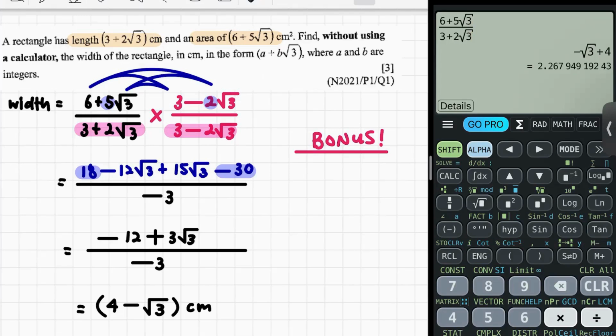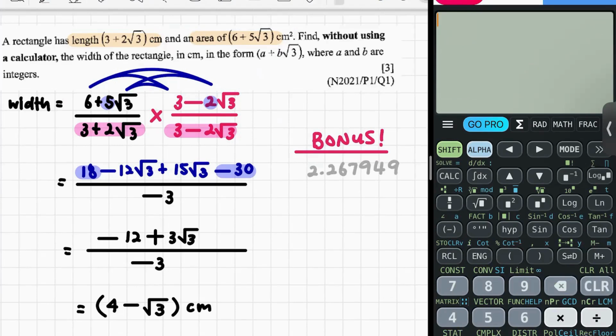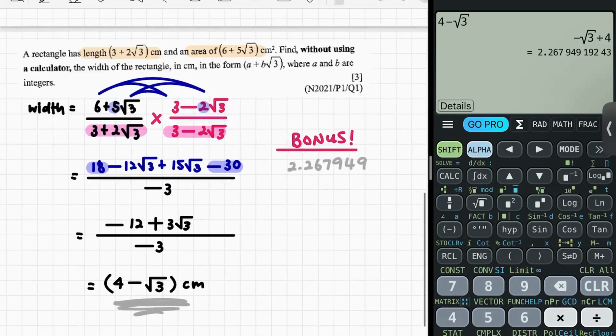Your calculator will not be able to give you the square root answer, but what your calculator can give you is that whatever you just keyed in will give you an answer of 2.267949. Then you press your final answer, 4 minus root 3. It has to be the same thing, 2.26794. If it's not the same, it means you rationalized wrongly or did not simplify correctly. So bear in mind, surds is something you can always check with your calculator.